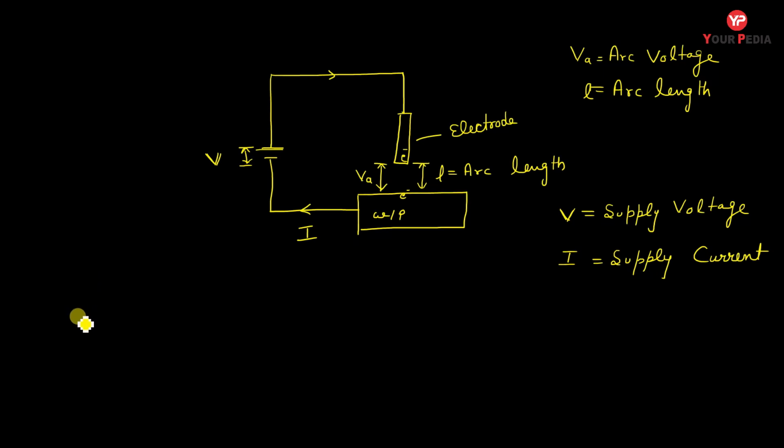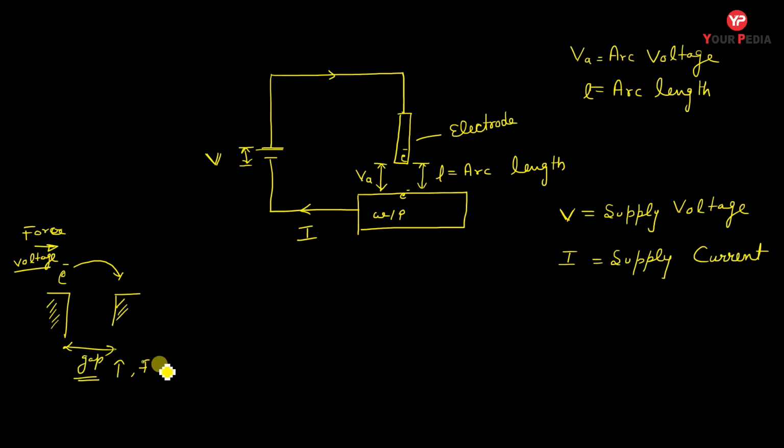Now we know the concept of voltage: for example, there is some place and there is another place. If I want electrons to jump from this place to this place, then some force is required. That jumping force is provided by voltage. So the more the gap, the more force is required for jumping the electron, that is, the more voltage is required. That is the basic concept that we have already studied.